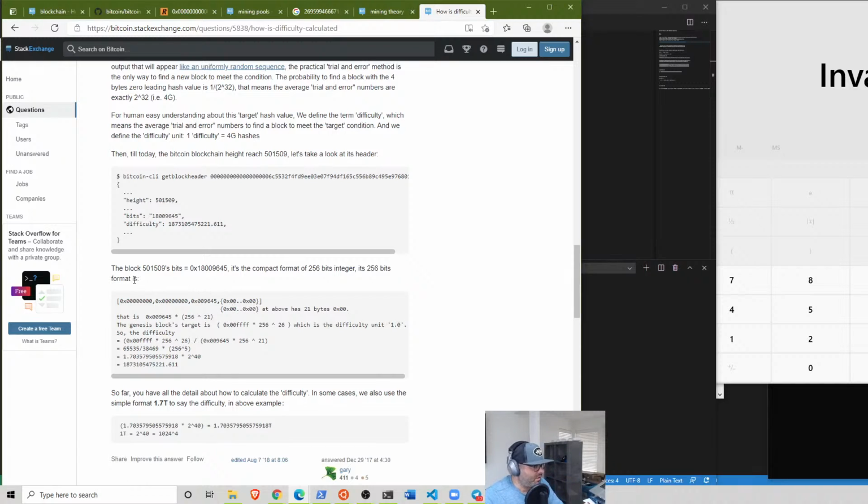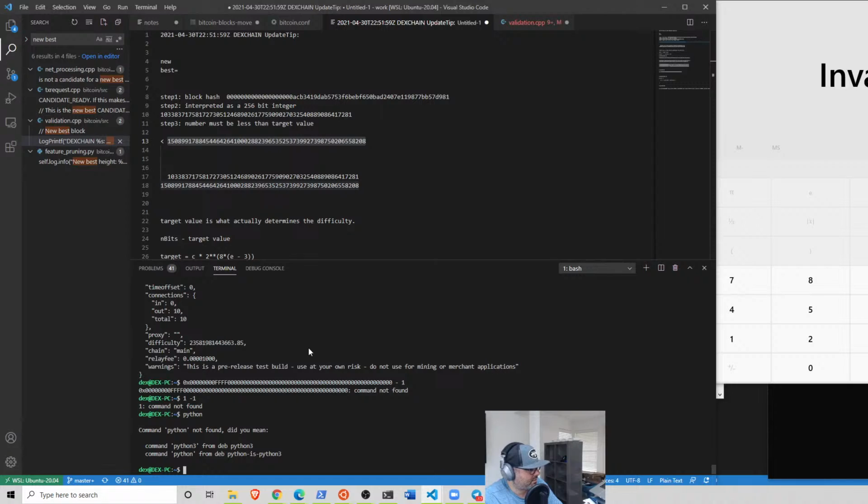Here we go. Okay. So how do we get the difficulty? Difficulty means that, I see. Difficulty cannot be compared to the block directly. You have to find the target.